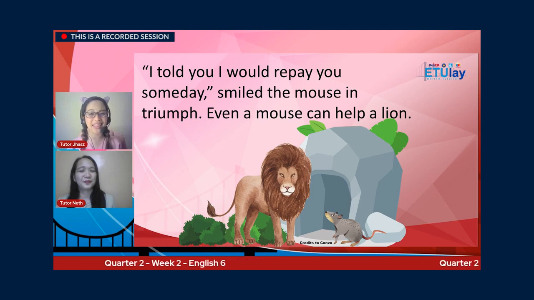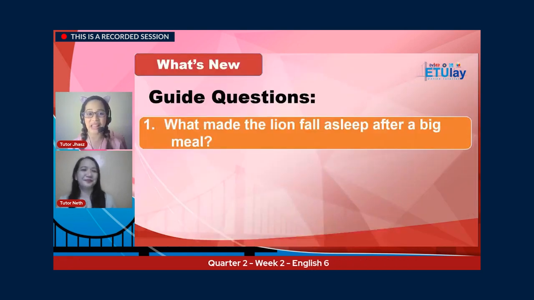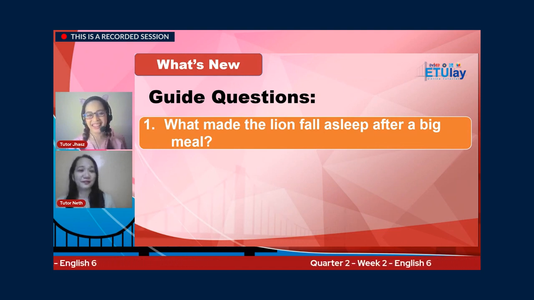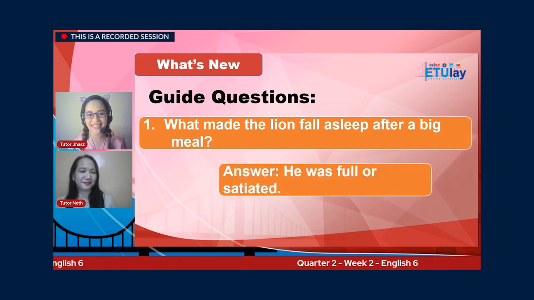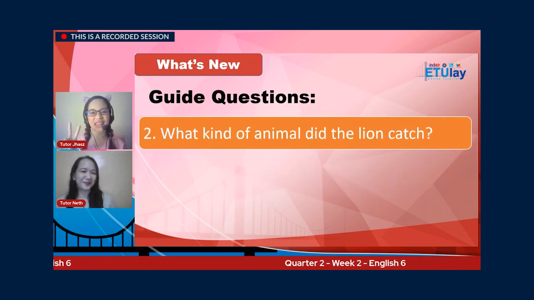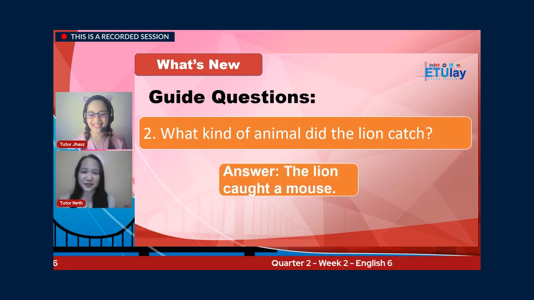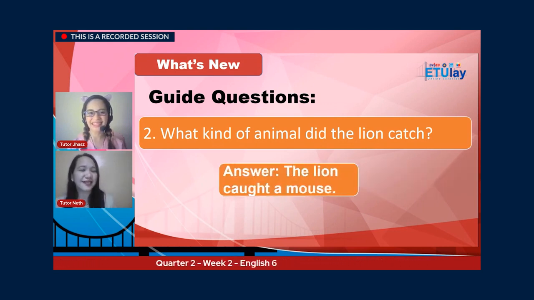And learners, we hope that you have read with us and listened well so that you can answer these guide questions here. Number one, what made the lion fall asleep after a big meal? Yes, he was full or satiated. Question number two. What kind of animal did the lion catch? Our answer? Of course, the lion caught a mouse.